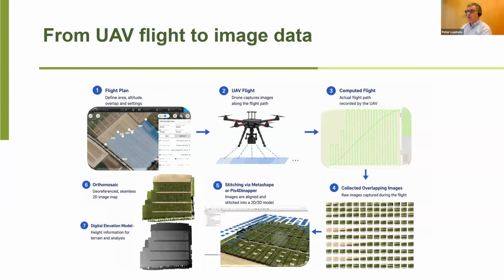Now, how do we come from a UAV flight to image data? So we start at number one, top left. If we know which field we are going to fly, we need to make a flight plan. So we also know which sensor we are going to use and what is the field of view of that sensor. And then what we want to do, we want to have overlapping images, 80% in front and inside, because we want to actually stitch all these images to one big 3D model or a big puzzle.